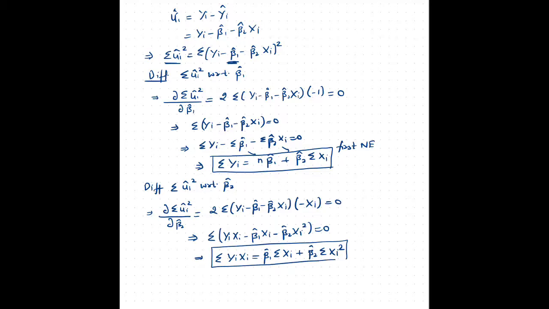Now this is the second normal equation. So now we have two normal equations with two variables. Here our variables are beta 1 hat and beta 2 hat, because we are differentiating with respect to beta 1 hat and beta 2 hat, and our main objective is to find beta 1 hat and beta 2 hat such that this summation ui hat square is minimized.